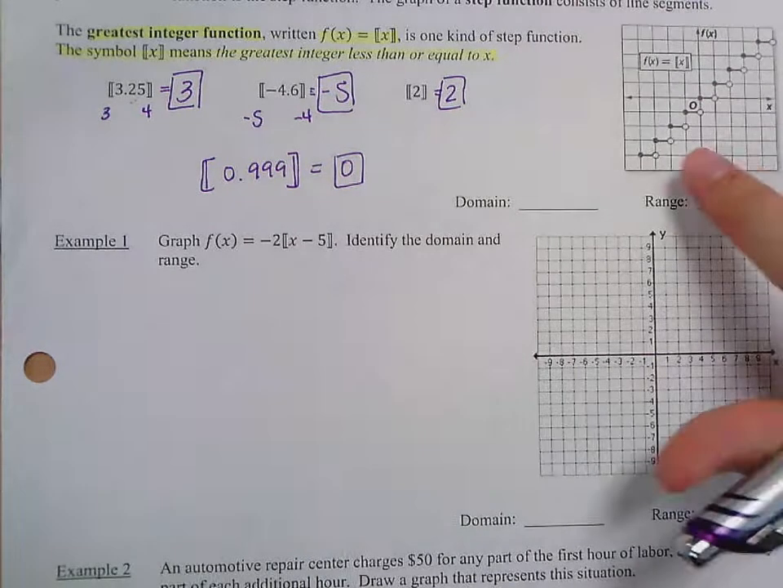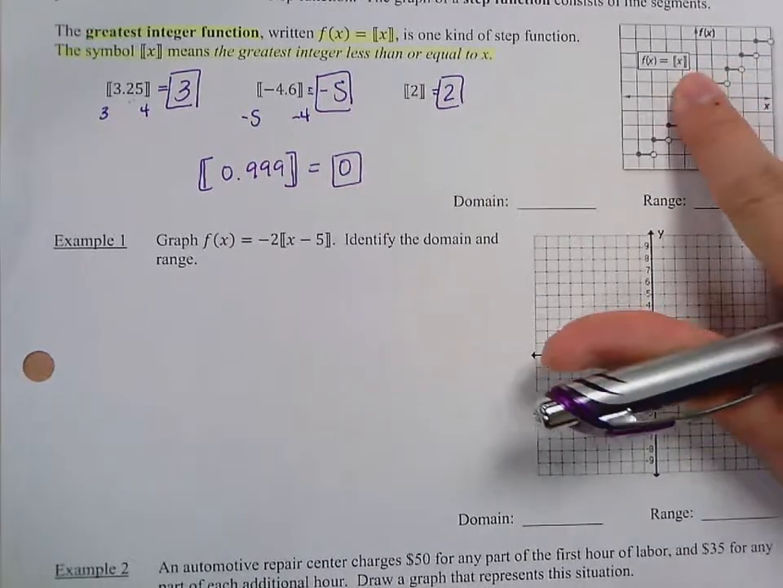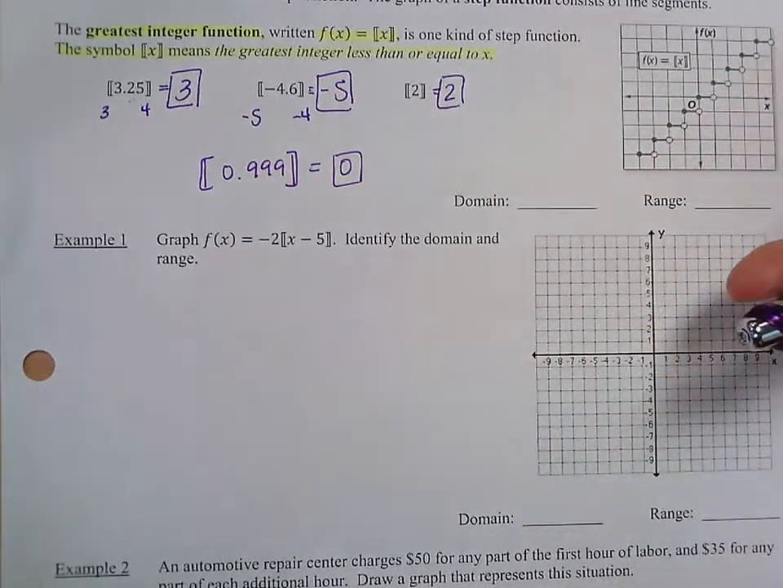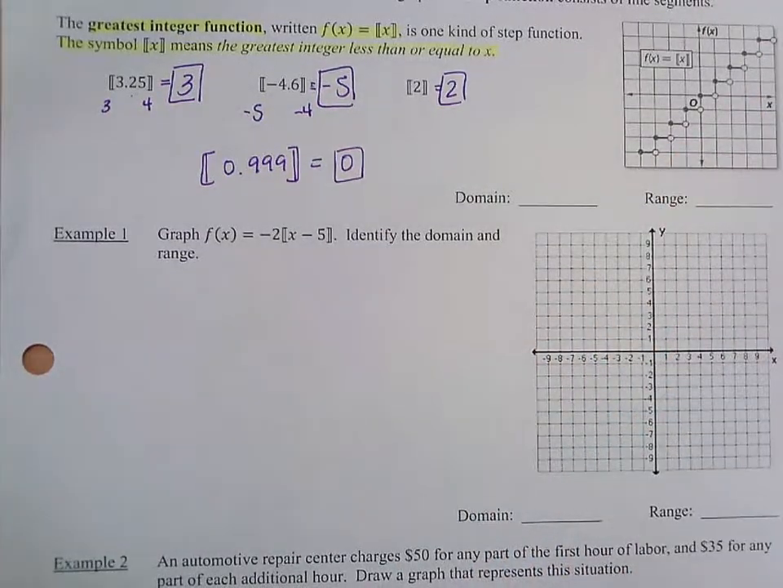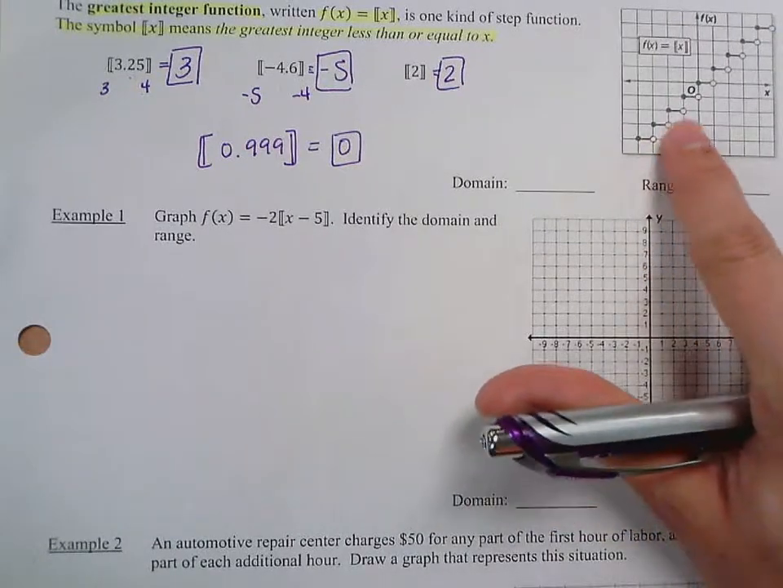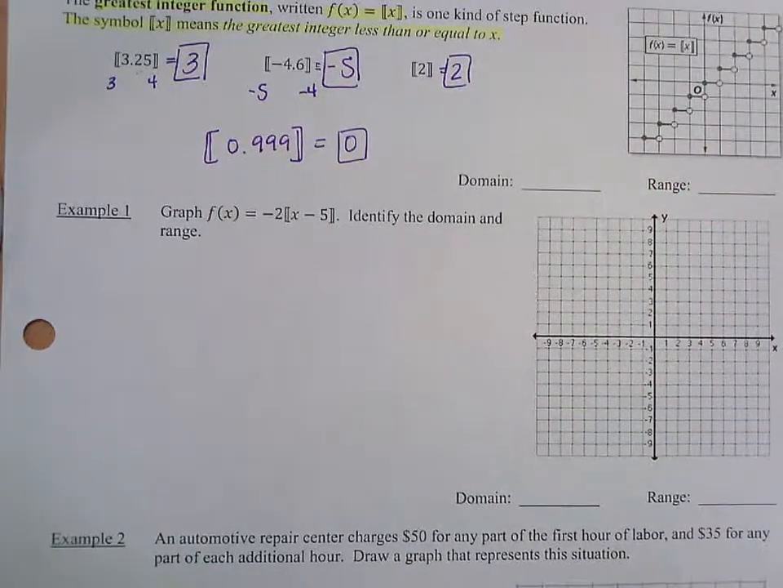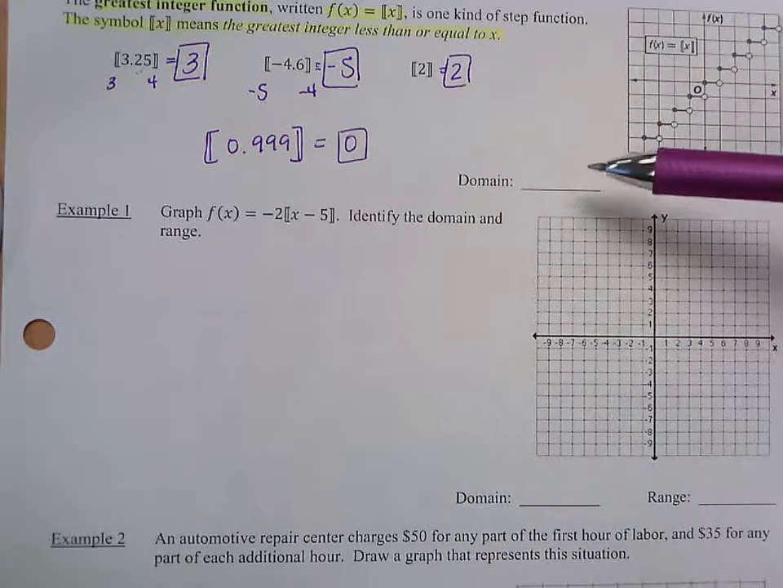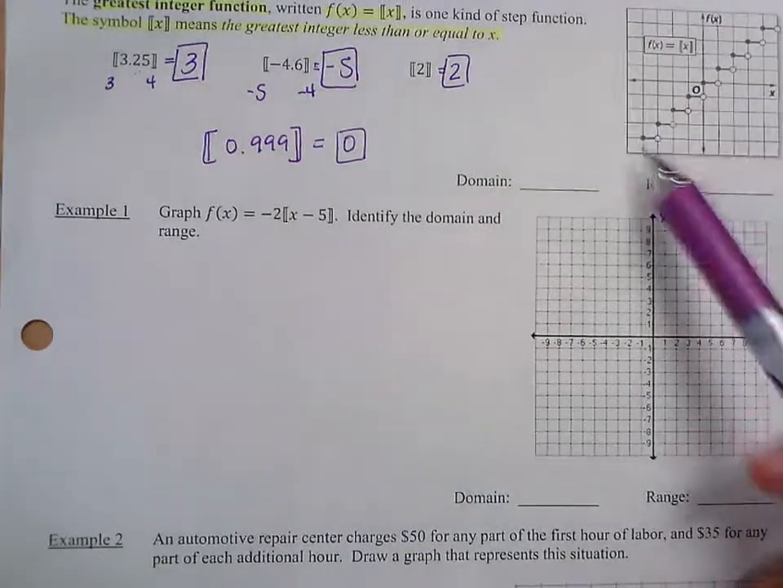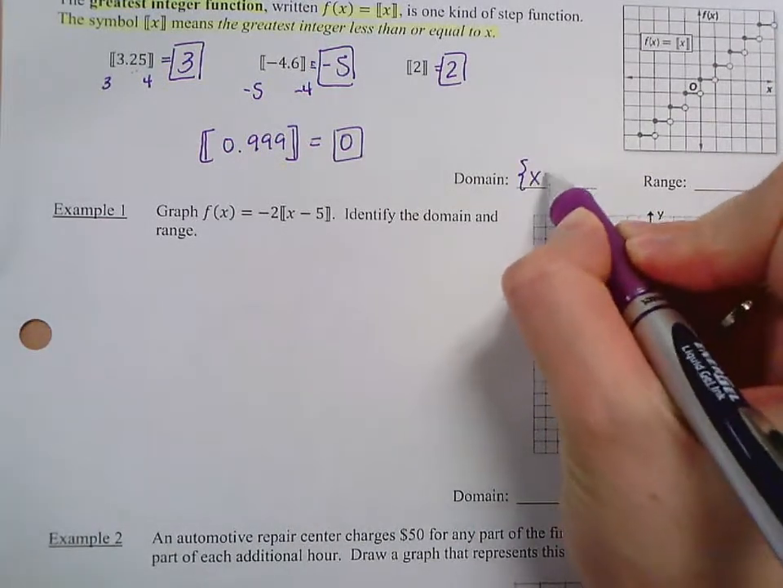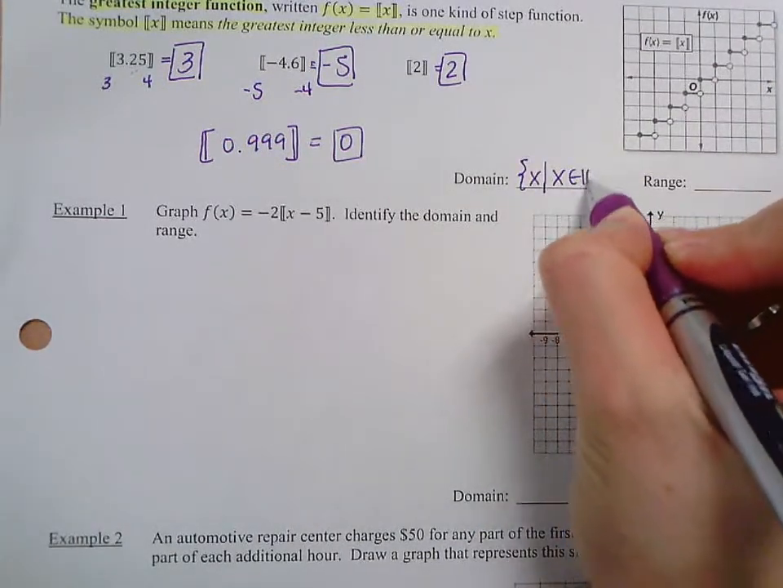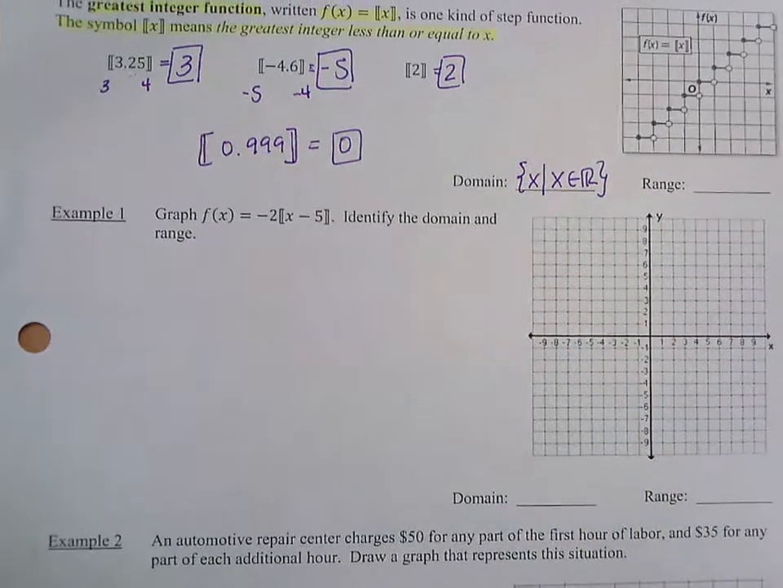Then this is what the graph of just the greatest integer less than or equal to x looks like. When we actually go through graphing this, I'll explain why it looks that way, but it looks like steps. Notice in each little line segment, one endpoint is a dot, one endpoint is a circle. Again, so it remains a function and passes the vertical line test. The domain for this, x can be any real number. So x such that x is an element of the real numbers.